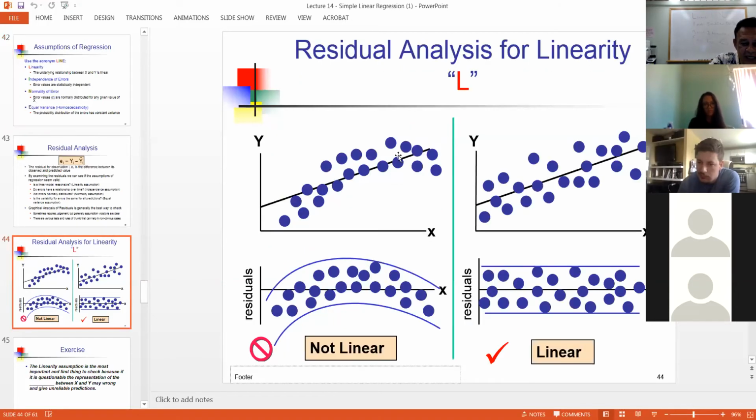And so when we're looking at our linearity, we don't want to see a pattern like that. We don't want to see a pattern like that, right? So either a smile or a frown, what we want to see is randomness. The one at the bottom that says linear, we want to see randomness in there.